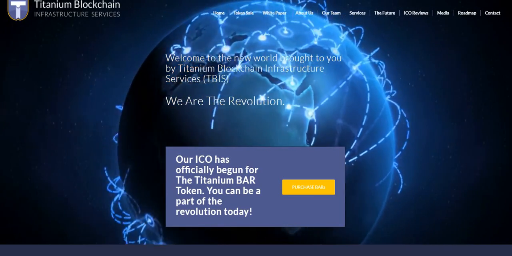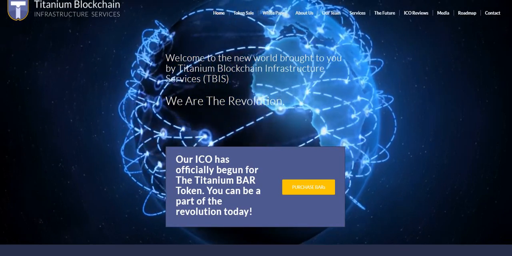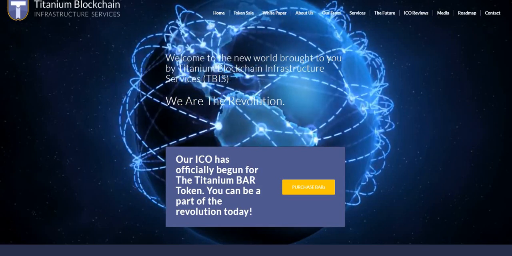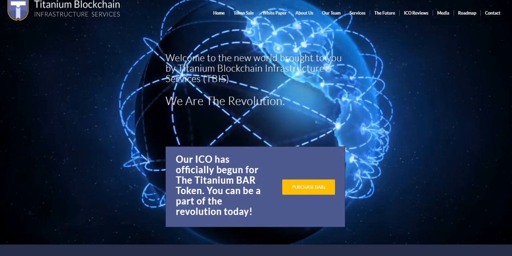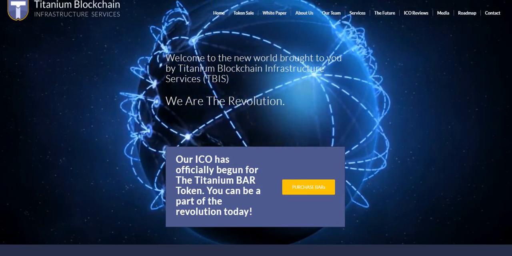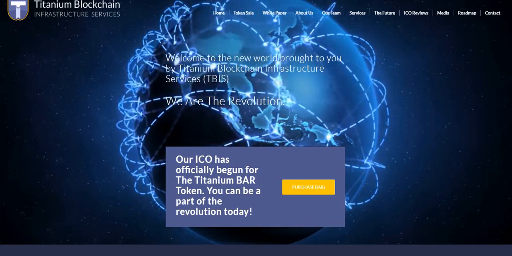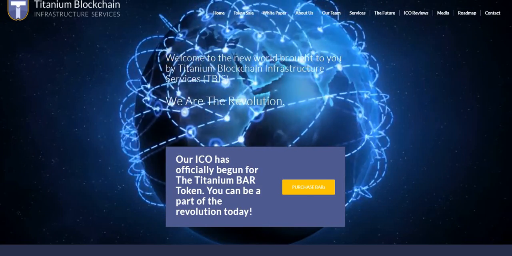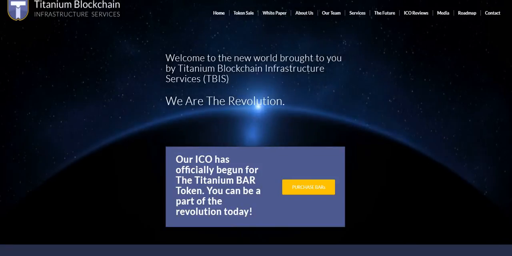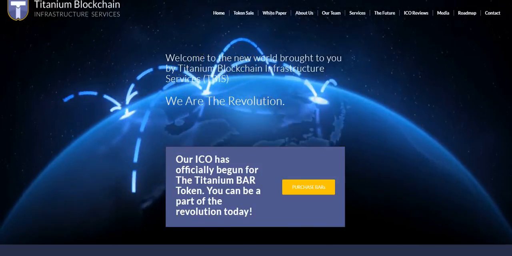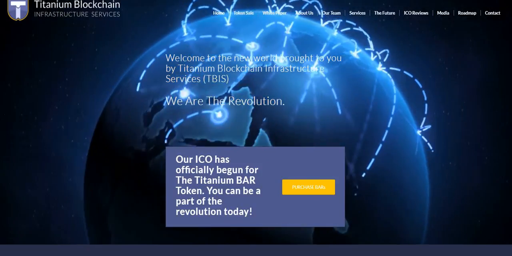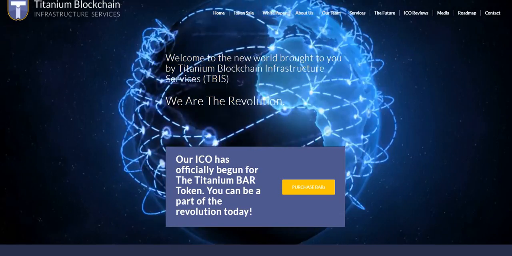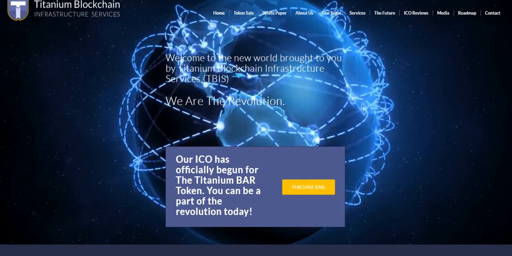The symbol of the token is BAR. The platform is Ethereum, and for the ICO, one token is $1. The hard cap is $35 million, and you can pay with Ethereum.